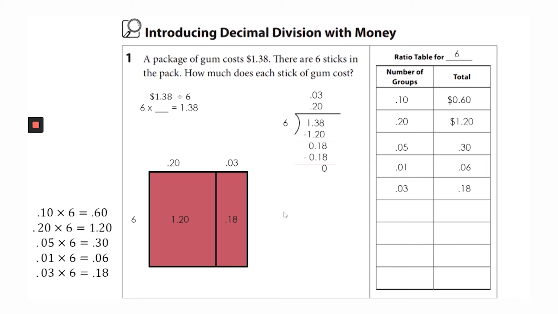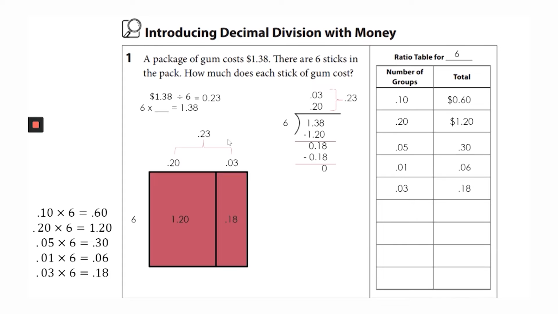And where's our answer? It's right there, 23 cents. So 23 cents times 6 equals $1.38, or $1.38 divided by 6 equals 23 cents.